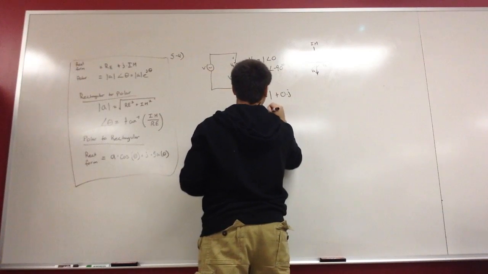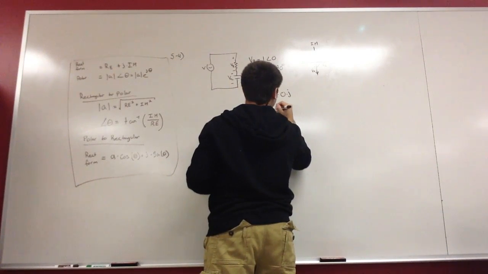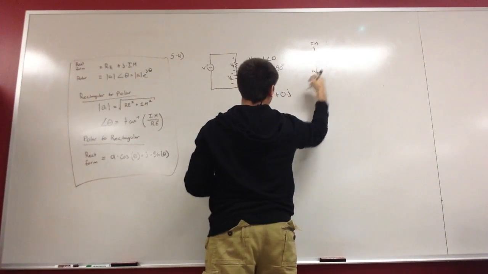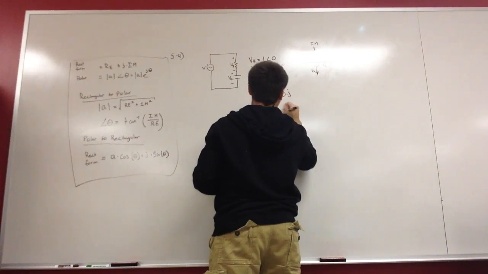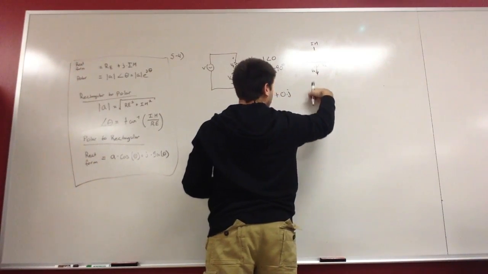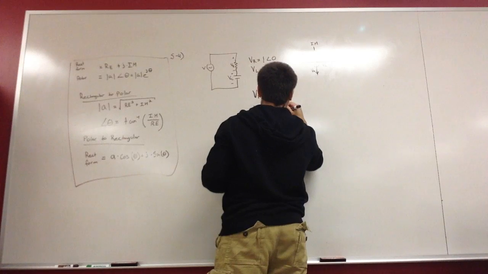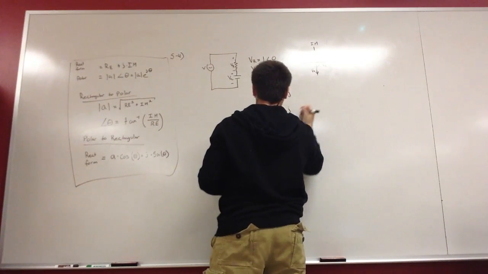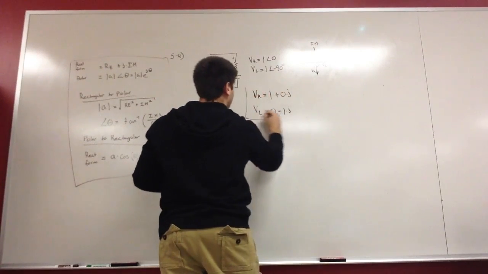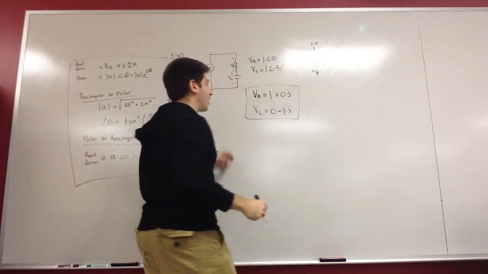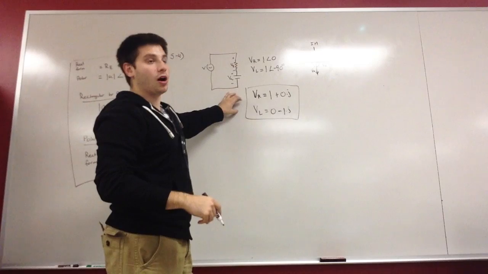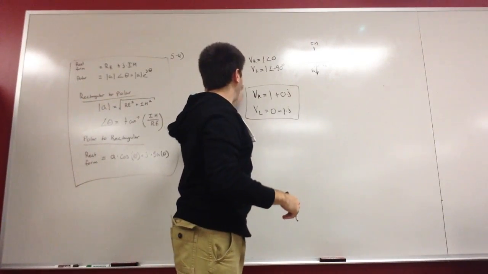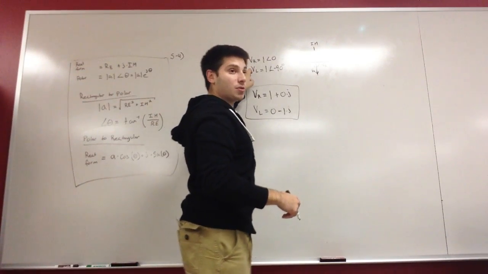V sub L equals, there's no real component of V sub L, so it's 0 minus, because it's in the negative quadrant, negative 1j. So this is the rectangular form of both our V sub R component and V sub L component.